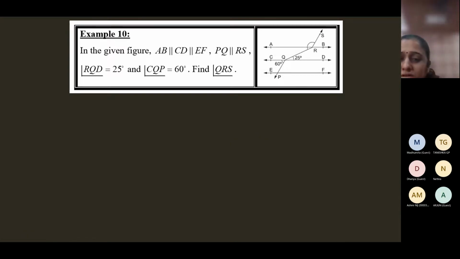So in this figure here, parallel line, transversal, parallel line. You can see in the Z, this angle and this angle are alternate interior angles, they're equal. Now this is 60, so this will be 120, linear pair. 120 plus 25, this angle is 145. You found this angle is 145. Alternate interior angles are equal, so this is also 145.